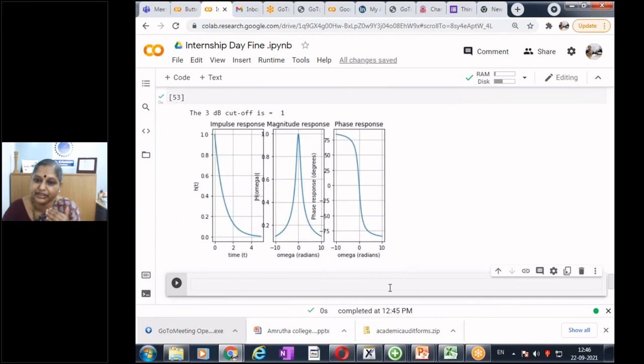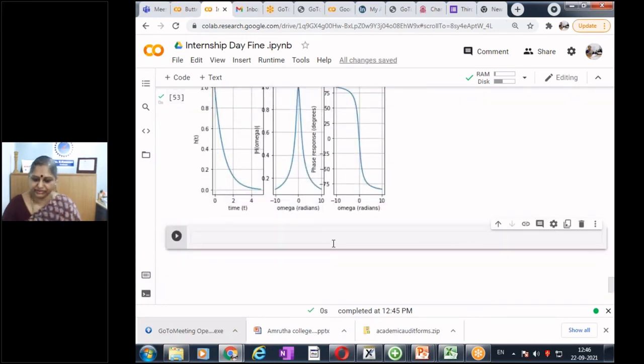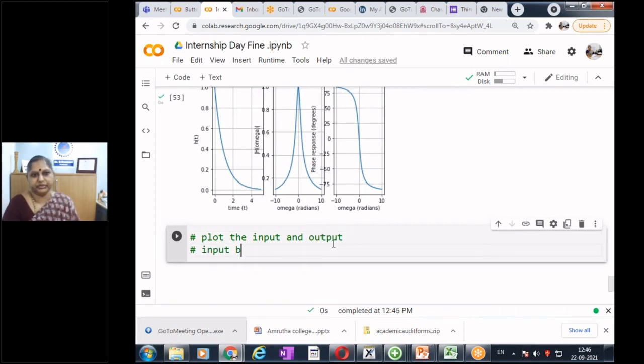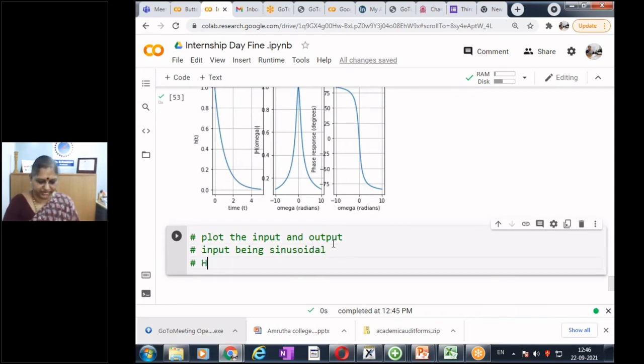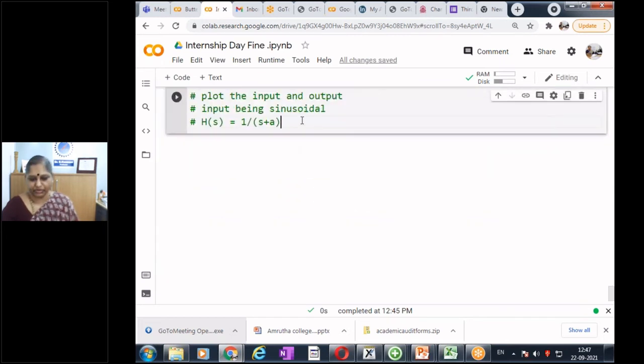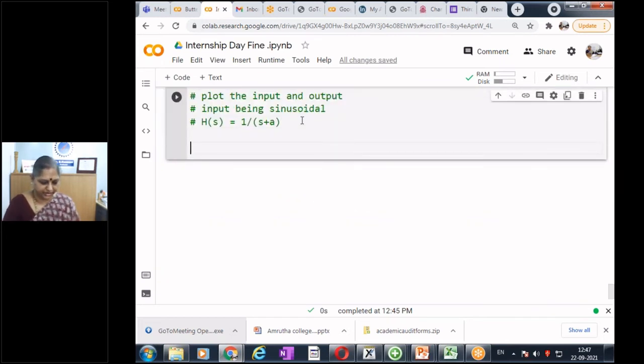We had seen this in Multisim Lite. We have seen the impulse response, the magnitude response, and the phase response. Now we will plot the input and output for a sinusoidal input, and my system is once again H of s equal to 1 by (s plus a). I want to plot it. Let us say a equal to, once again, 2.